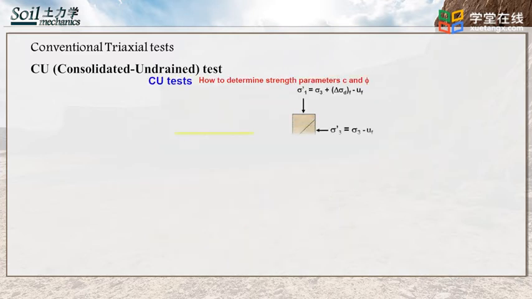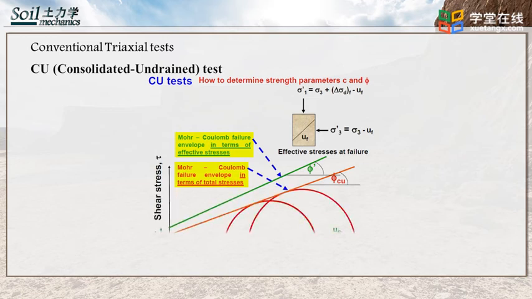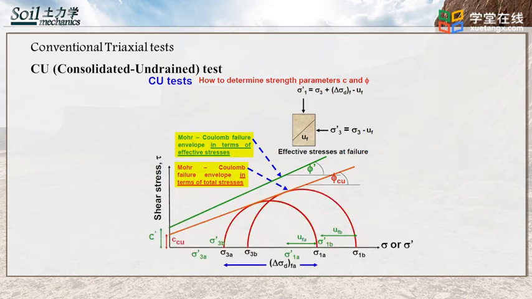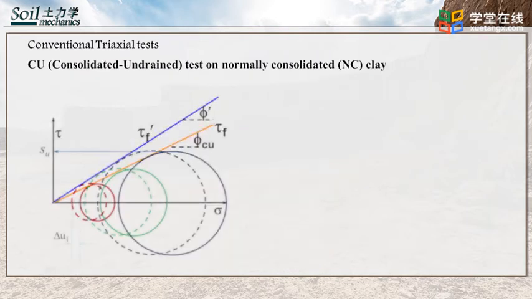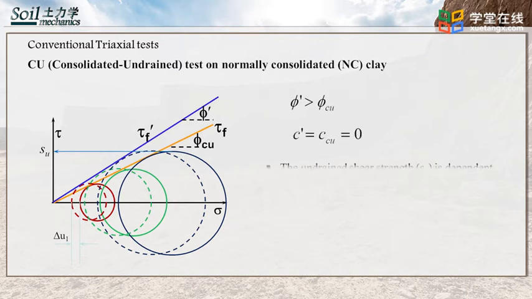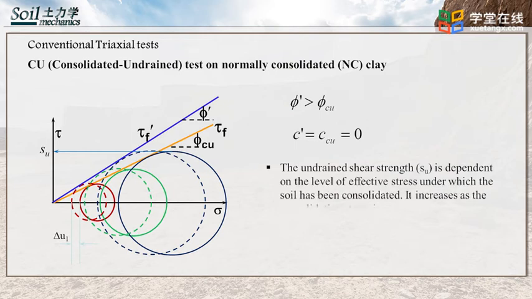It should be noted, since there is excess pore water pressure in CU triaxial tests, effective stress and total stress give different Mohr-Coulomb failure envelopes. As a result, different friction angle phi and cohesion c can be determined. In a CU triaxial test on normally consolidated clay, the effective friction angle is greater than the friction angle determined using total stresses. And effective cohesion and cohesion determined using total stresses are both zero, as shown in that figure.